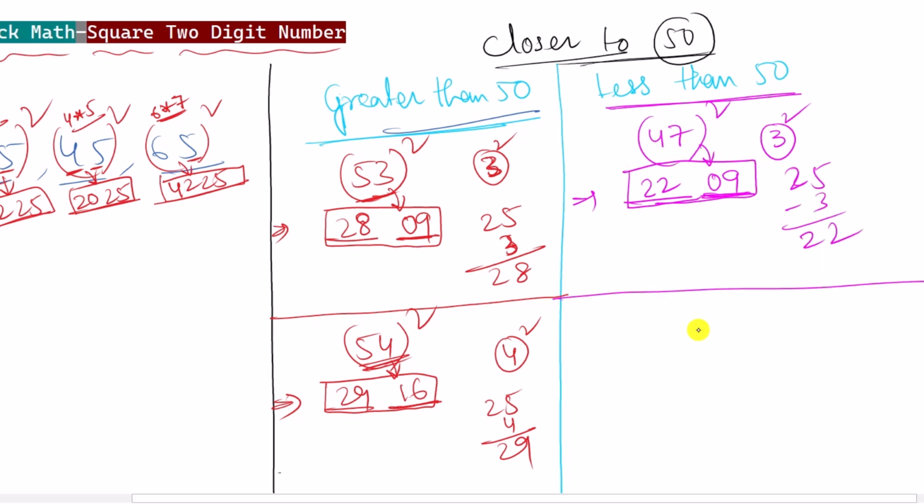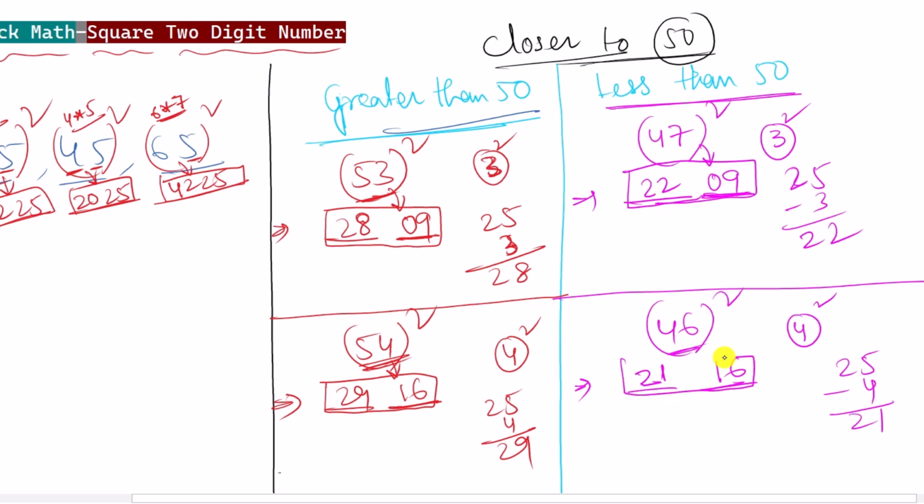So let's just take a look at another example. Suppose we have the number 46. In the answer we're gonna have two parts. Because this number is 4 less than 50, in the second part of the answer we're gonna have 4 square, so here we're gonna have 16. Now because this number is 4 less than 50, from 25 we're gonna subtract 4. So this will be 21. Here in the first part of the answer we're gonna have 21. So 2116 is the square of the number 46.